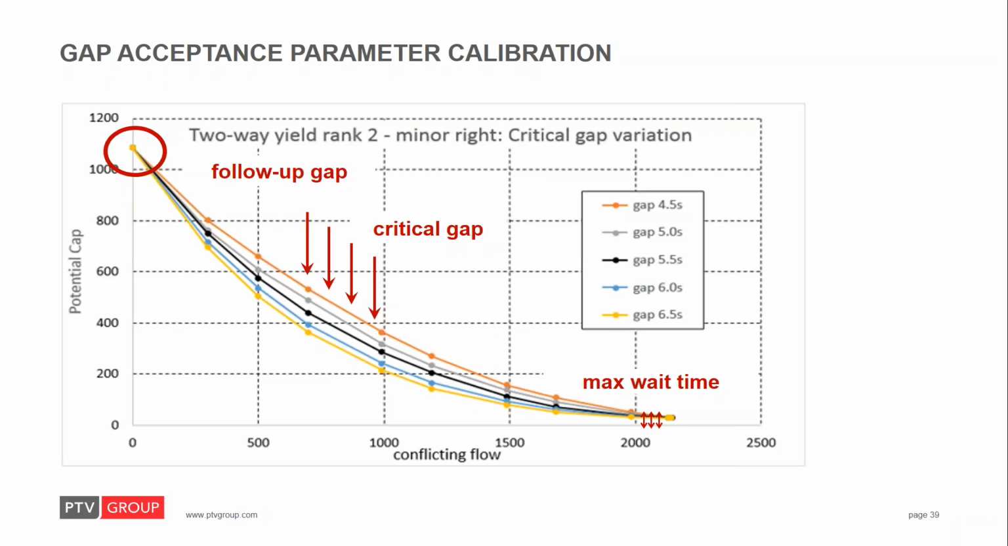So how do the parameters affect the curve? The follow-up gap mainly determines the intersection point with the y-axis. So it is basically the saturation flow if there are no conflicting flows.